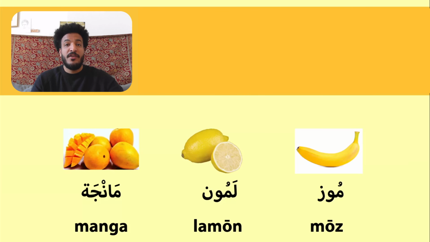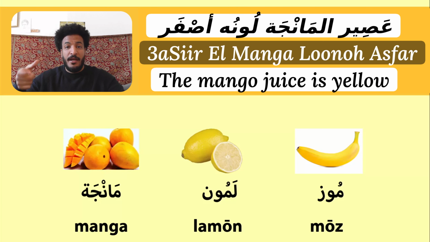And the next one we have here is المانجا. أنا بحب المانجا. I love mango. عصير المانجا, the mango juice, عصير المانجا لونه أصفر. It could be yellow, it could be orange, it could be a little bit in the middle.